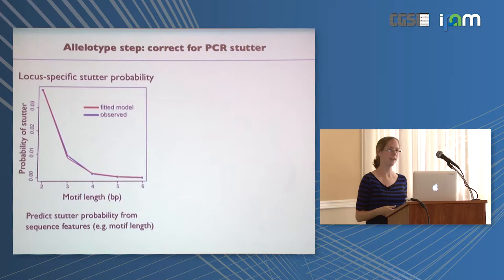As an example, motif length was the strongest predictor of stutter noise. If you look at dinucleotide repeats or homopolymers, they're extremely noisy. As you get to longer and longer repeat motifs, those are less and less noisy. So motif length was actually the strongest predictor.